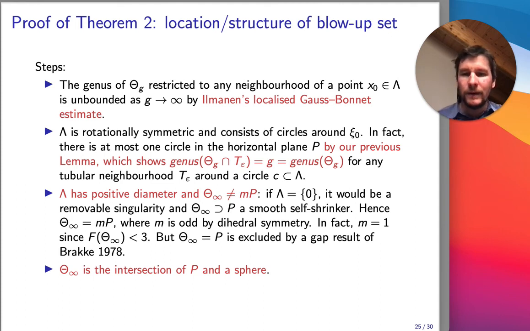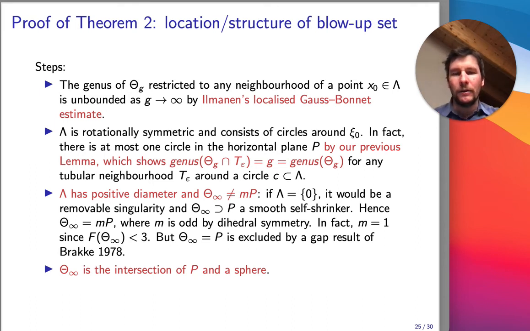Next we also know that it has genus 0, because the entire genus was already captured in a neighborhood of this circle. So that self-shrinker itself must have genus 0, but genus 0 we only have the plane, and we can't have the plane, otherwise we would be in the case of high multiplicity planes, which we have ruled out. Or it's a sphere, that's what we want to show, or it's a cylinder.